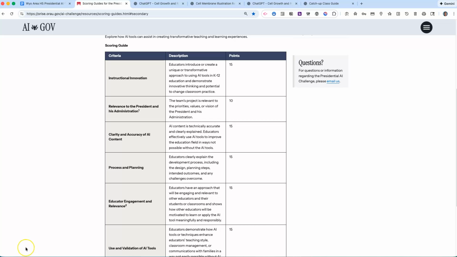Hi, Mr. Minnick here. I'm going to review a high school teacher's custom GPT. This is the first custom GPT that he's ever made in his career. So let's go. It's being entered into track 3B of the Presidential AI Challenge in 2026.